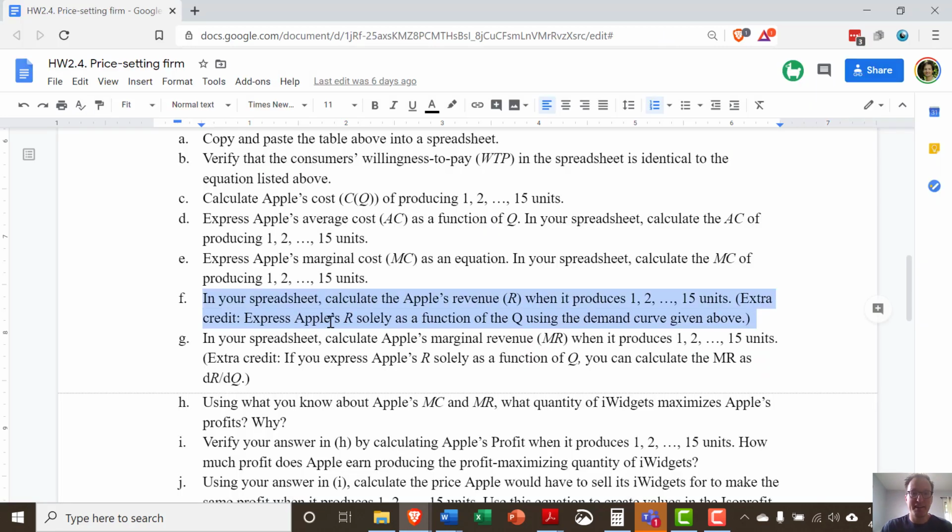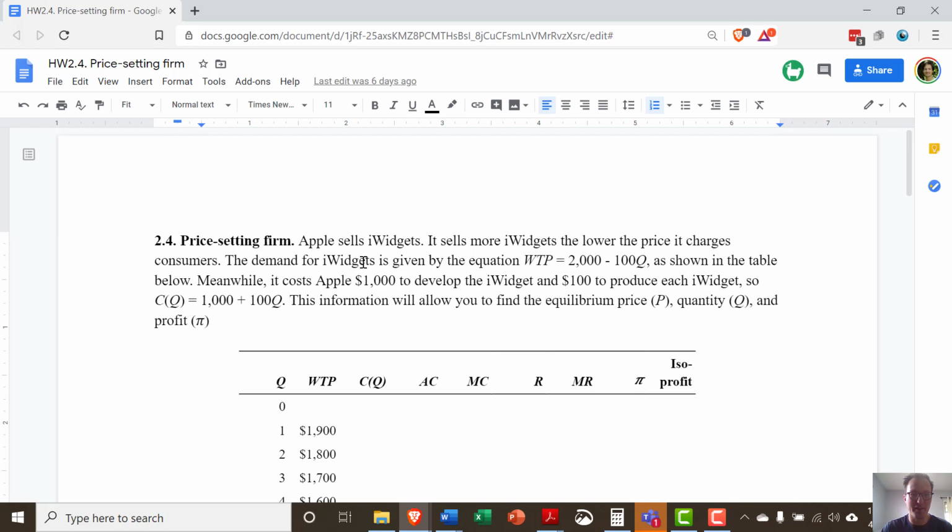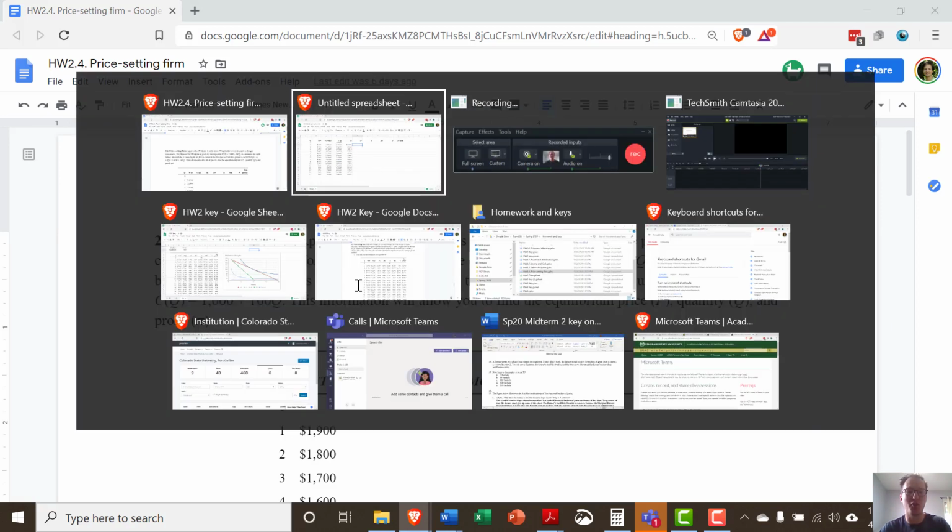Next, you're asked to calculate Apple's marginal cost as an equation, right? And then do it in the table as well. Well, the marginal cost is the first derivative of the total cost function, right? So if you take this function and take the derivative of cost with respect to Q, the 1,000 would drop out, the Q would drop out, and it would just always be equal to 100.